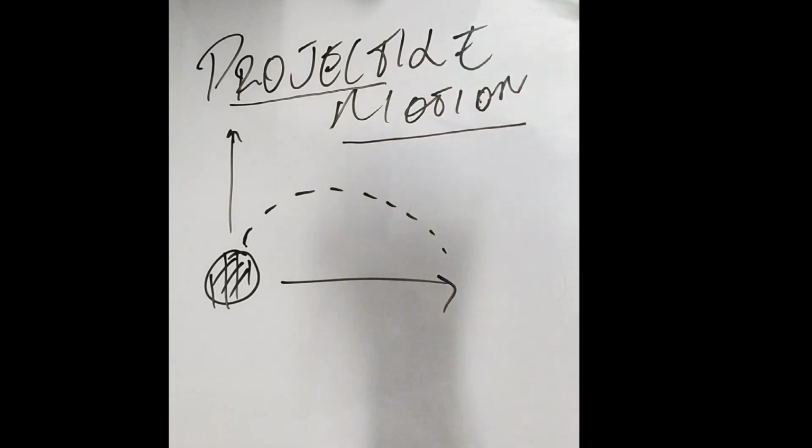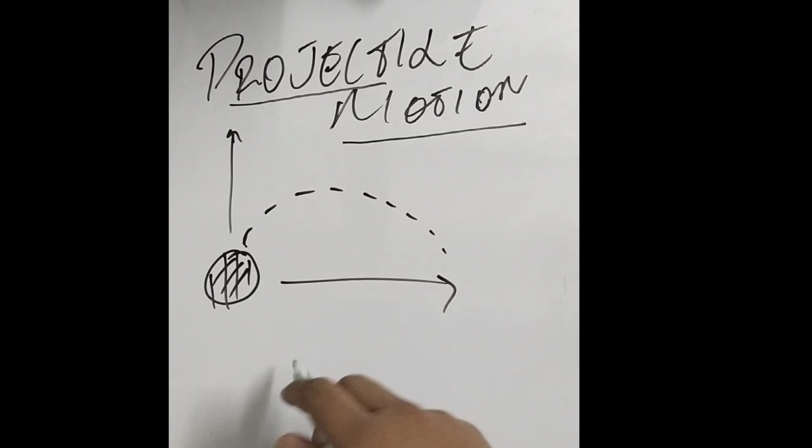So what exactly is projectile? To project is to throw, and what is motion? Motion is just motion of a particle. So projectile motion is literally motion of a particle which you have thrown. So how exactly does it work?